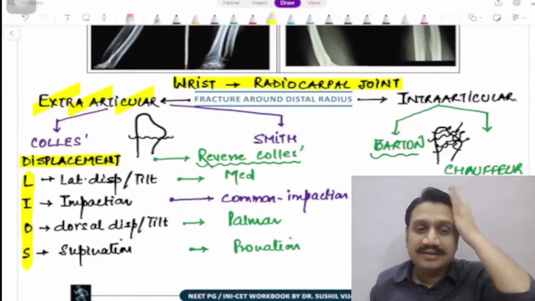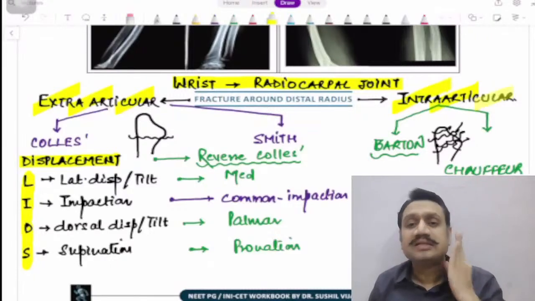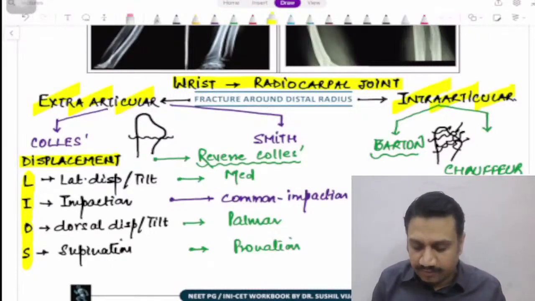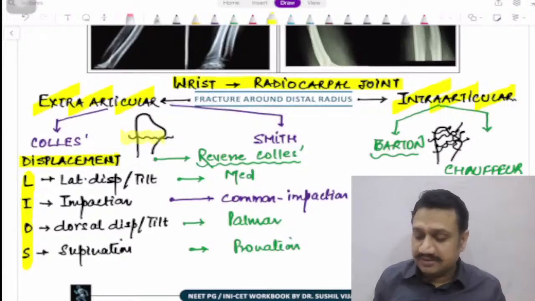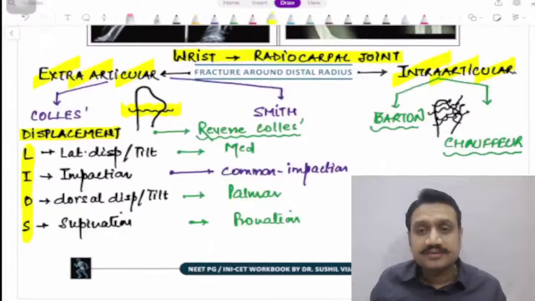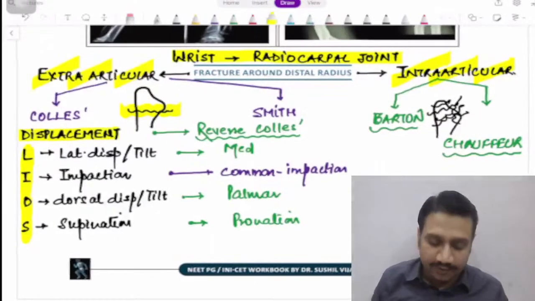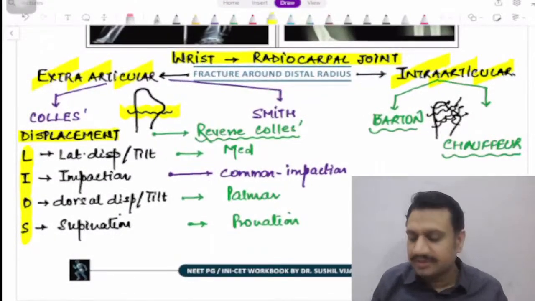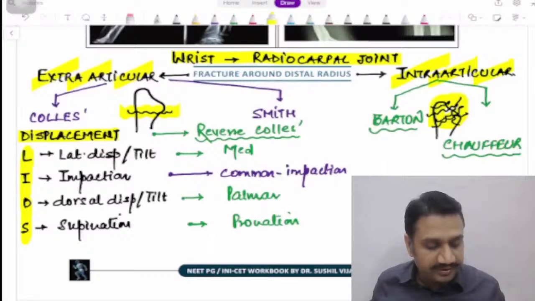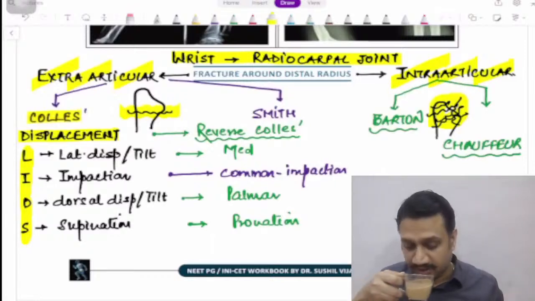Extra-articular means the fracture stays away from the joint line. Intra-articular, just above my head you can see here, means the fracture goes into the joint area like this. So when it is extra-articular, we have two injuries, Colles and Smith. And intra-articular, we have Barton and Shoffer. We have two injuries intra and two extra.